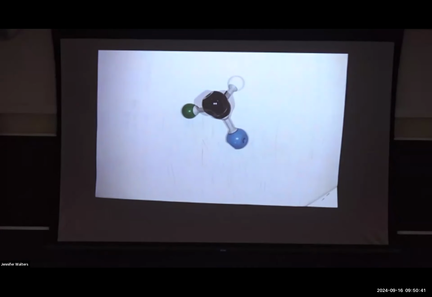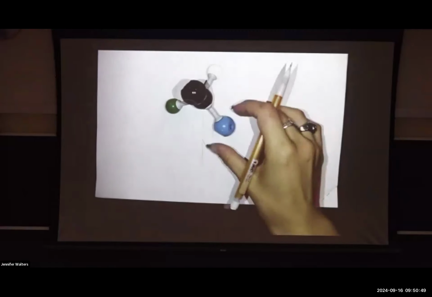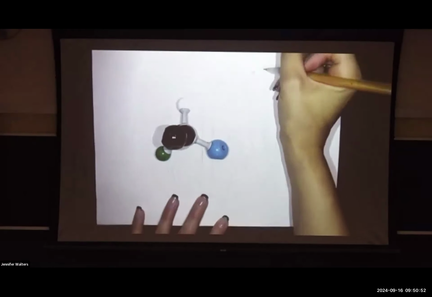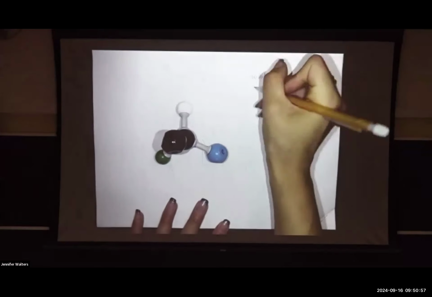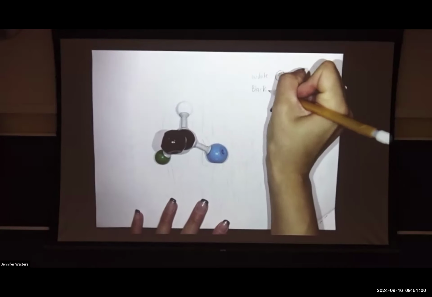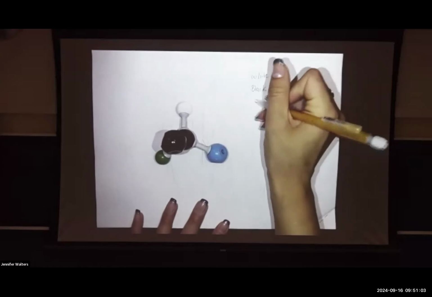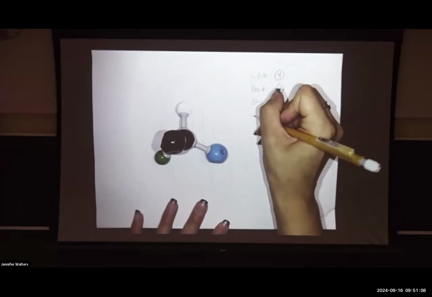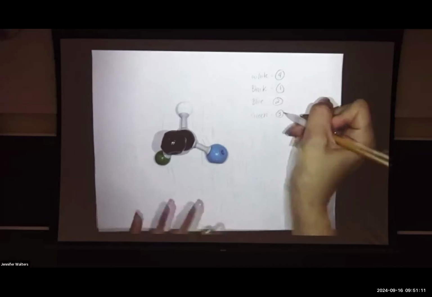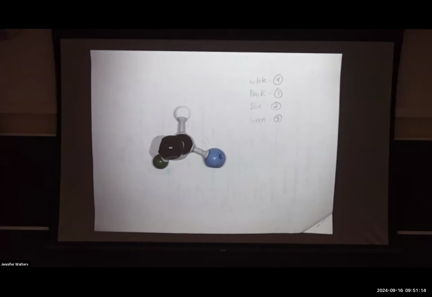All right. So looking at this, let's say for this exact structure, I'm going to say white is going to be 4. I'm going to say black is going to be number 1. My blue is going to be number 2. My green is going to be number 3. I probably should have done it pretending that they're real atoms, but whatever, it doesn't matter. These are arbitrary assignments for the arbitrary colors, right?